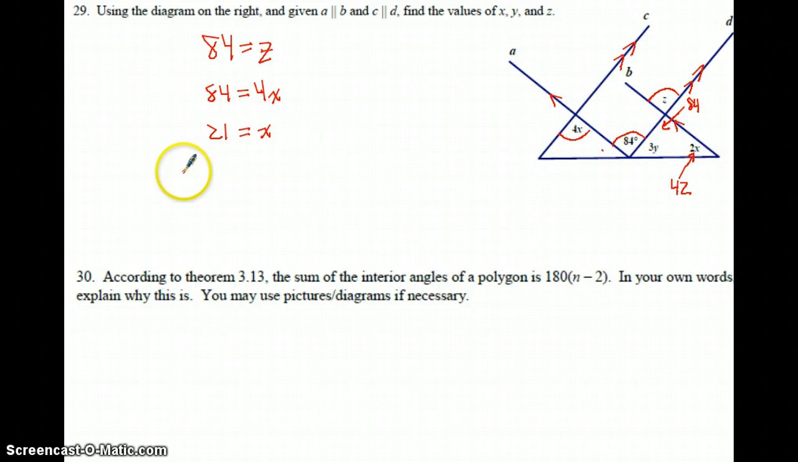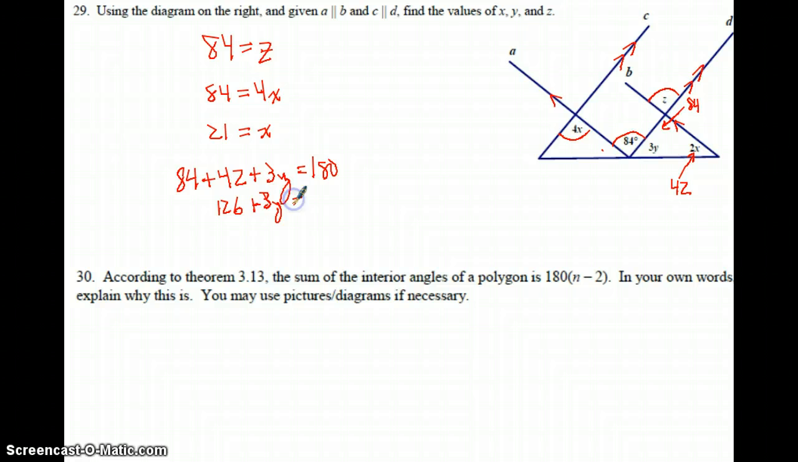So I have a triangle. Any way you do this, the calculation's going to look like this. 84 plus 42 plus 3y is 180. So this is 126. That's a 3y. And so 3y is 54. Divide both sides by 3, I get 18.